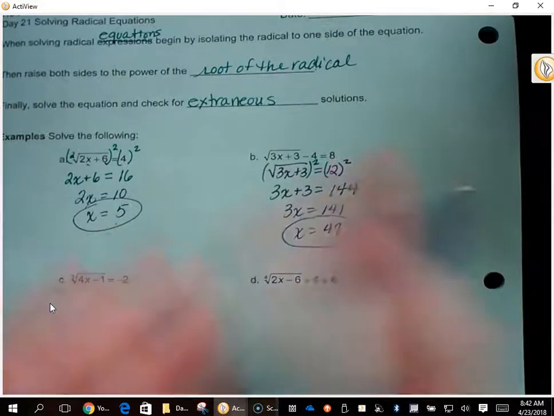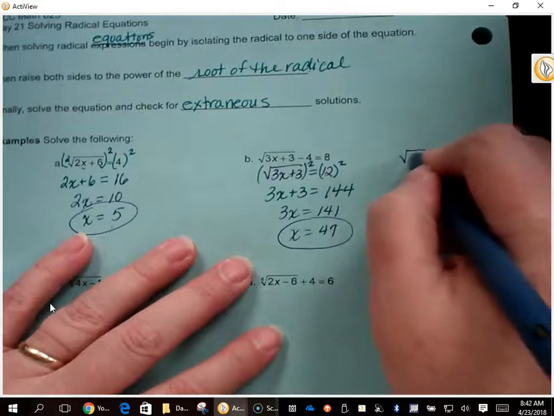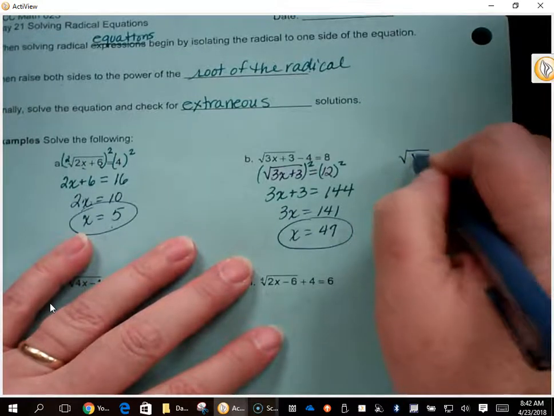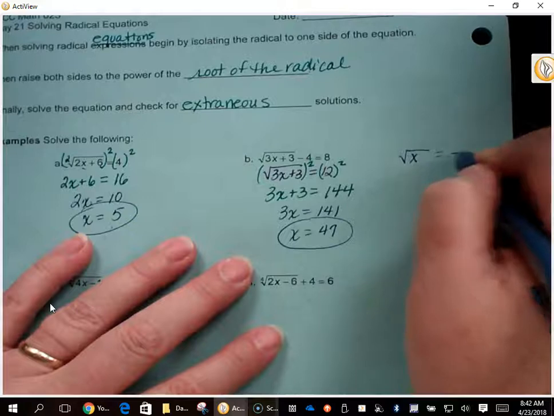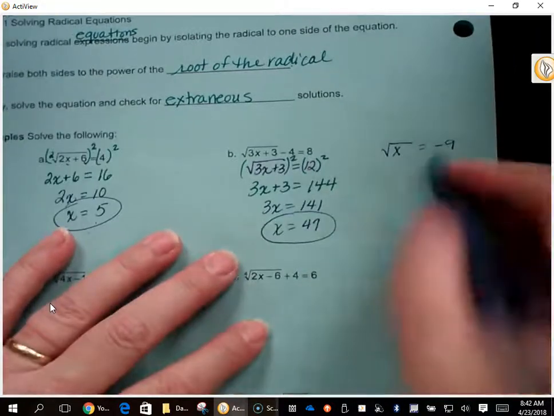Now what happens if you're solving this and you have something where it says the square root of x equals -9? There's no solution.